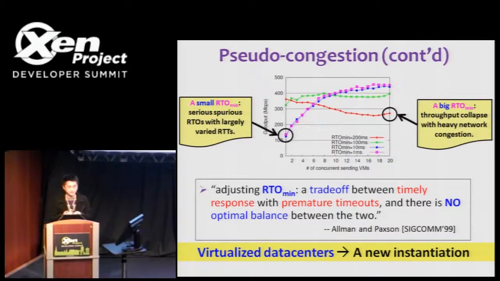And this is exactly what Allman and Paxson have noted. So RTO mean can be a trade-off between timely response and premature timeouts. And virtualized data centers is clearly a new example of this phenomenon.